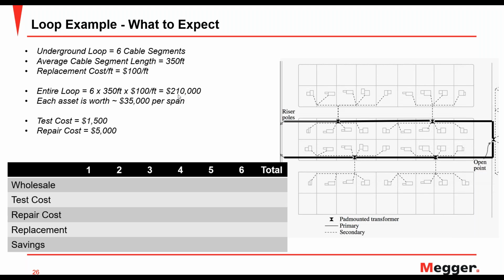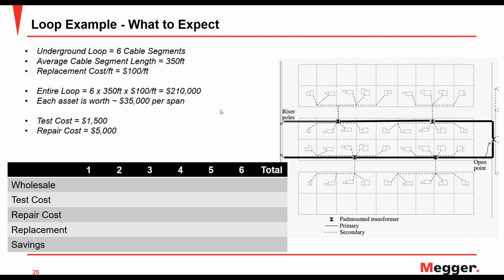So the asset right here, if we look at the loop as the asset, it's $210,000. The reason I like to look at the loop itself is that the loop really is as strong as its weakest link, in this particular case the half loop or the radial. So each cable span here is worth $35,000. That's 6 times 35, which is $210,000. And then just to finish up the example, the test costs, let's say, roughly $1,500, and the repair cost of anything that we might repair is about $5,000. That's to maybe repair a termination at the time of the test.